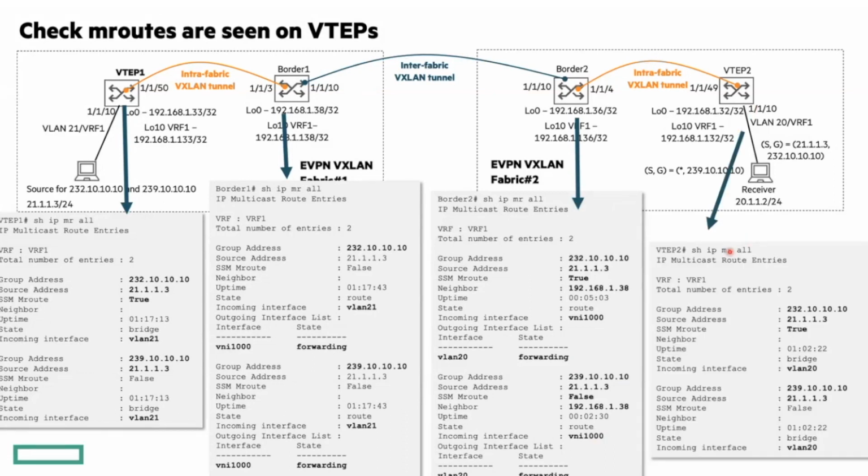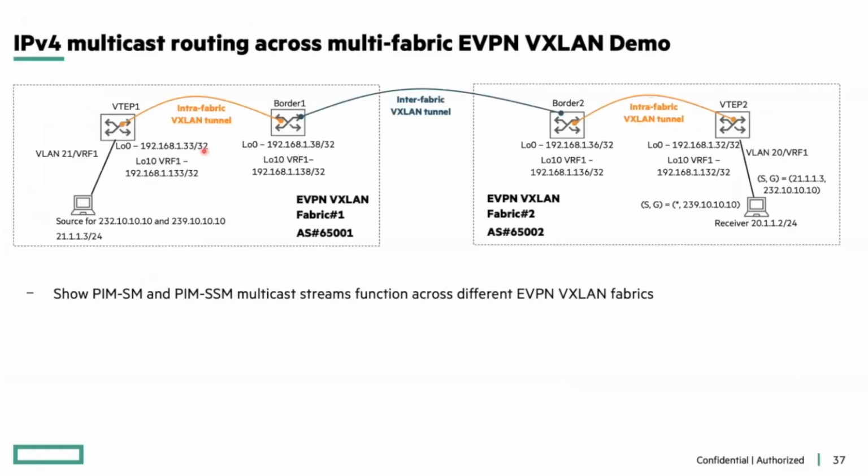On VTAP 2, you can see there's incoming, but the only outgoing is on the border, because it's on the same VLAN. You just forward out VLAN 20. Okay, so let's move to the demo. I'll show you my setup, and I have both PIM SM and PIM SSM multicast streams functioning across multi-fabric.